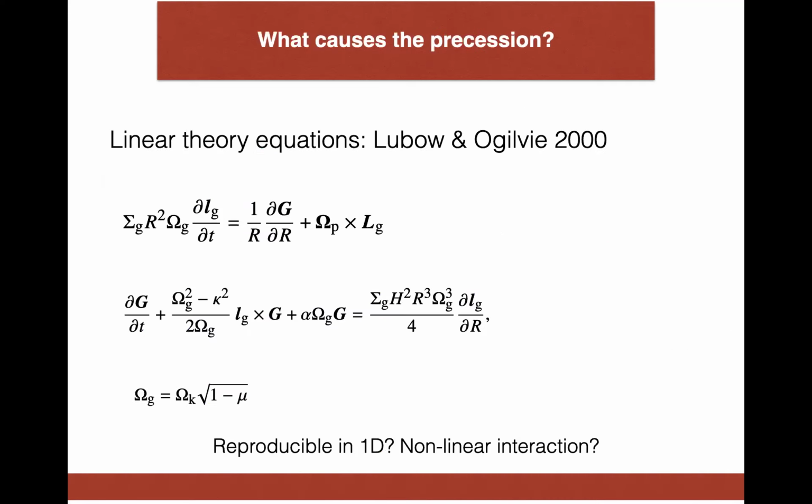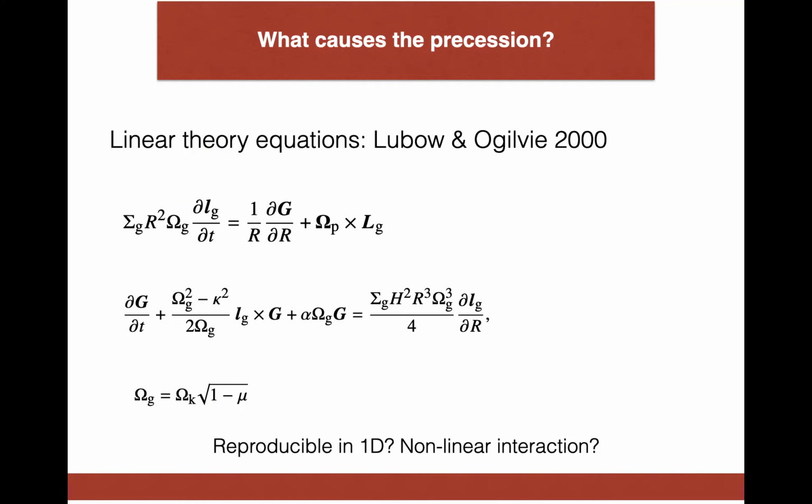So what's causing this precession? Well, we know from linear theory, Lubow and Ogilvie 2000, these are the 1D equations for the propagation of warps. So here's the angular momentum vector, G is the internal torque, and this is the precession term that's due to any external torque you have, a binary, Lense-Thirring, whatever. We don't have any of that, so this term is exactly 0.